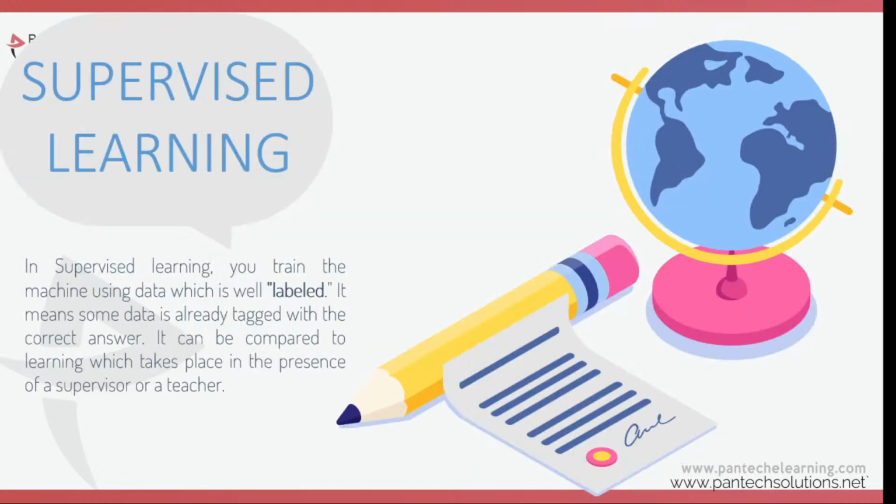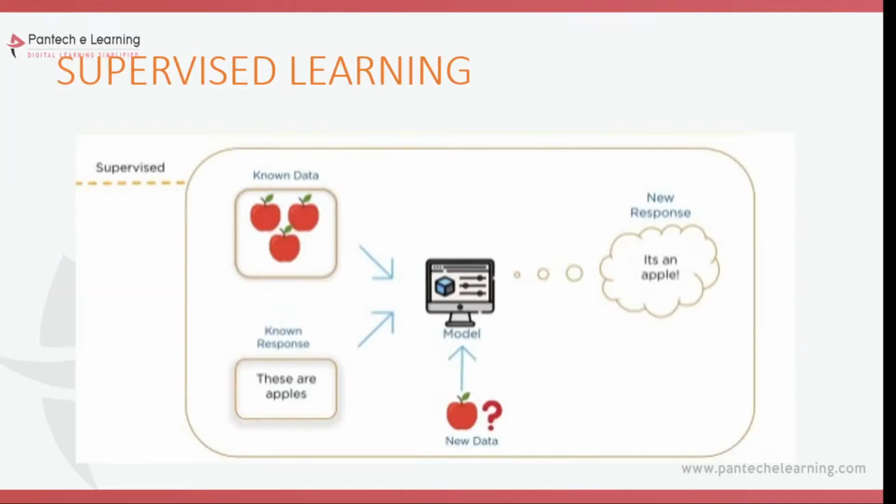Fine. In supervised learning, you train the machine using data which is well labeled, where the output is already known, what exactly the output is. It means some data is already tagged with the correct answer. It can be compared to learning which takes place in the presence of a supervisor or a teacher. Let us see the example. Here you can see this is my input data. I have given some pictures, some fruits, right?